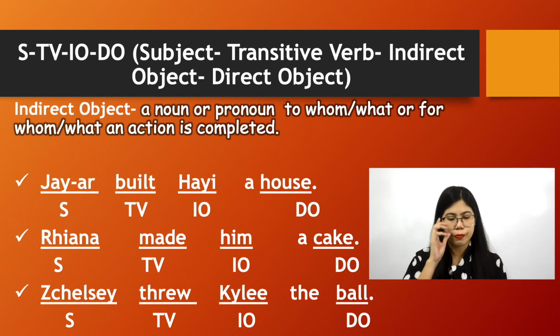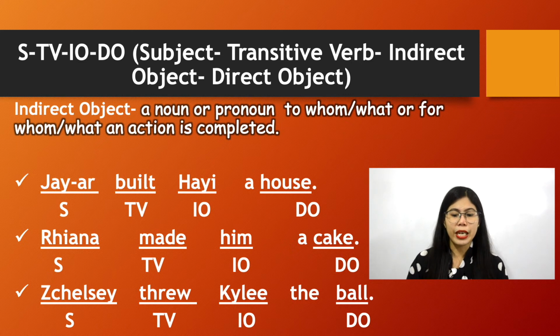Next example. Rihanna made him a cake. Let's find the direct object by asking, what did Rihanna make him? The answer is a cake. Since this answers the question what, this will be our direct object. Now what is the indirect object? Let me help you find that by asking, for whom is the cake Rihanna made? The answer is for him. So him is our indirect object.